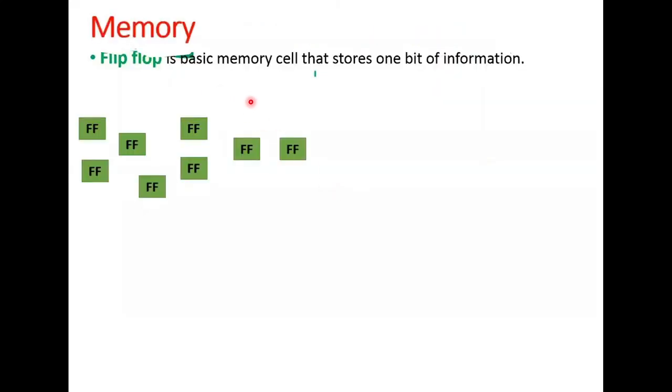Now we are going to study memory, but before that you should know what is meant by flip-flops. Flip-flops are 1-bit memory units, 1-bit memory cells. A flip-flop is a basic memory cell that stores 1-bit information. See some of the flip-flops we have given. This flip-flop can store either 1 or 0. Similarly, this flip-flop can store either 1 or 0. So flip-flops can store 1-bit information, which may be 0 or 1.